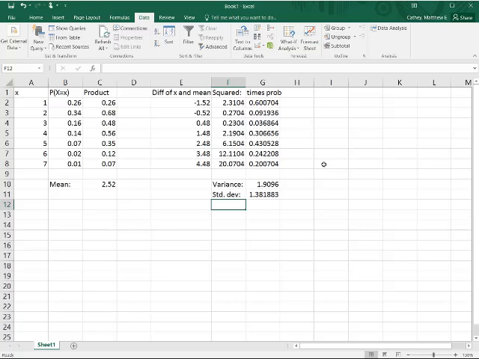Now, if you're going to compute these means and standard deviations for discrete random variables using Excel, it's important that you know the formulas, because there is no built-in formula in Excel for finding the mean and the standard deviation of a discrete random variable.